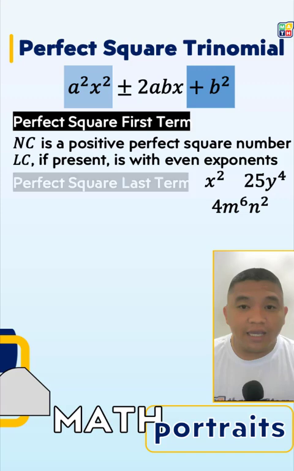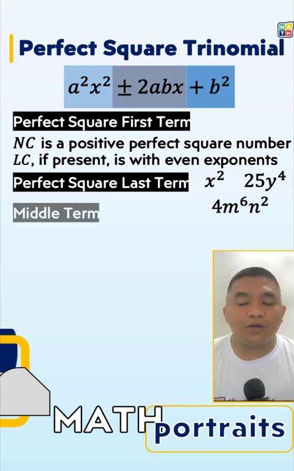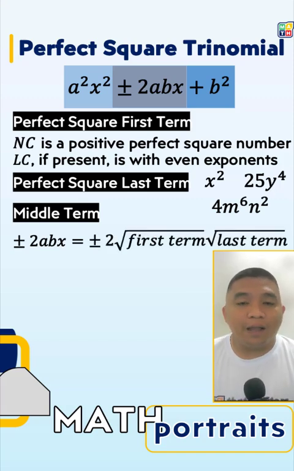The second condition is on the last term. The same condition for the first term should be followed with the last term. So the numerical coefficient should be a positive perfect square number, and the literal coefficient, if present, with even exponents. Now here comes the identification for our middle term. This is very important to settle whether a trinomial is a perfect square or not. The middle term, let's say here in the given expression, plus minus 2abx, is equal to plus minus twice of the square root of the first term times the square root of the last term.